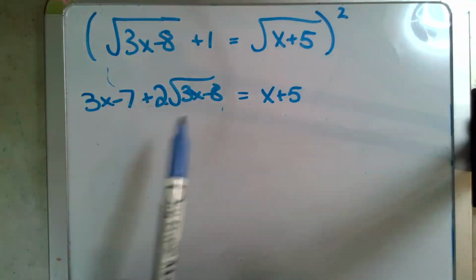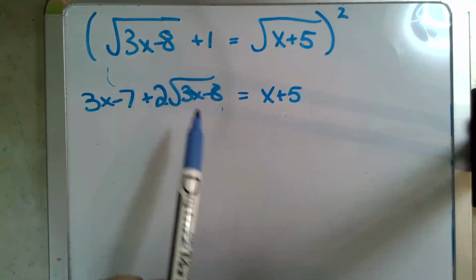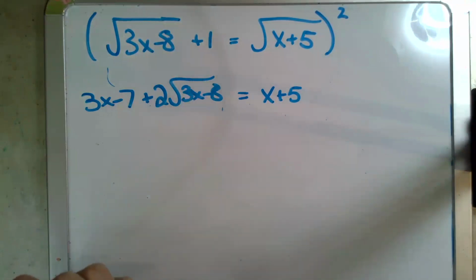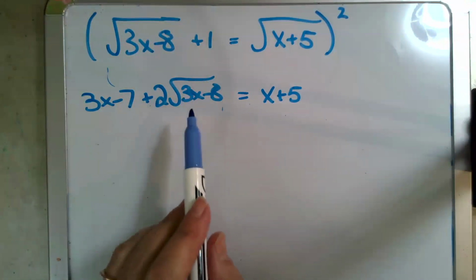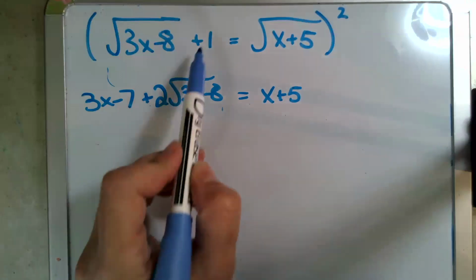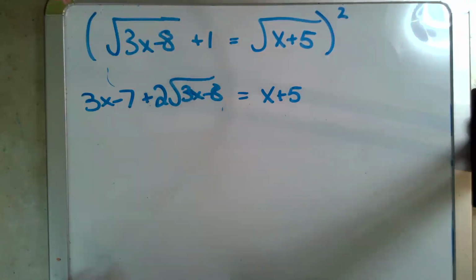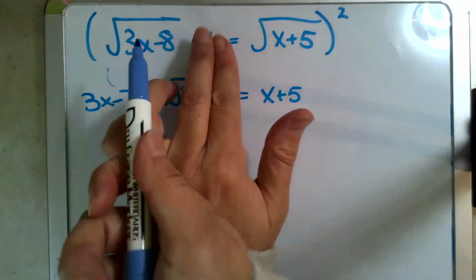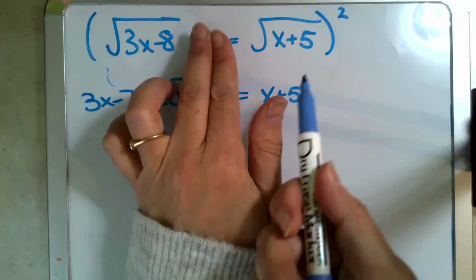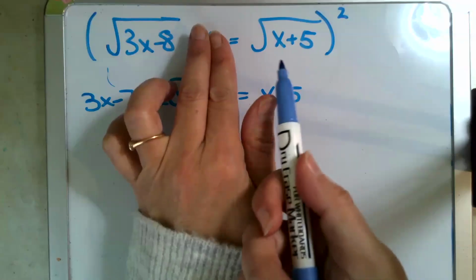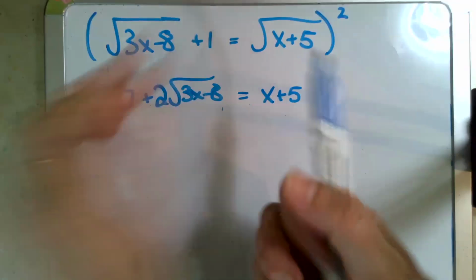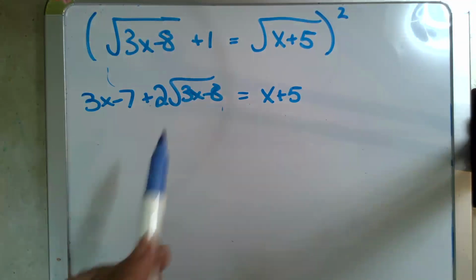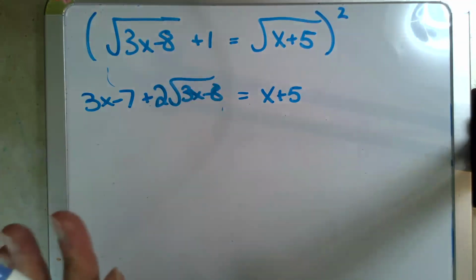And now I'm going to get everything away from this square root because I'm going to need to square again, because I still have this middle term here. And that's because of this plus 1. If the problem had just said square root of 3x minus 8 equals square root of x plus 5, much simpler. Square both sides, the square roots go away. But because of this plus 1, we've got to do this extra step.